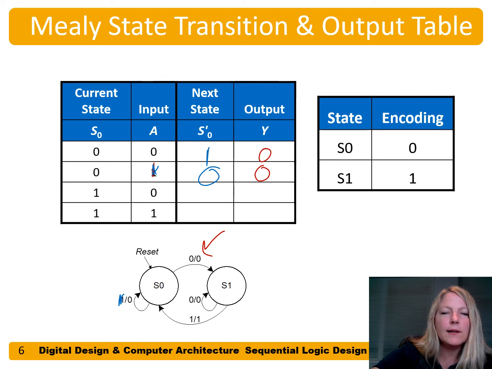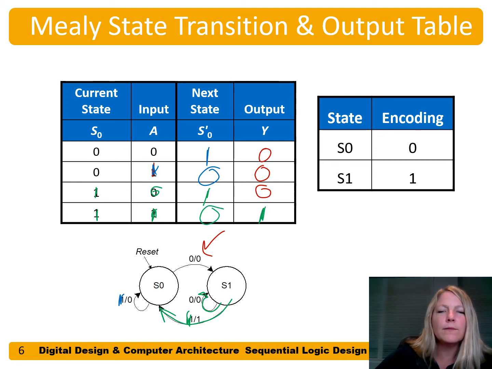If we're in state 1, now we'll do the state 1 cases, and we get a 0, well, next state should be still S1. The output should be 0. If we're in state 1 and we get a 1, there's our 1, then our next state should be state 0. The output should be 1.